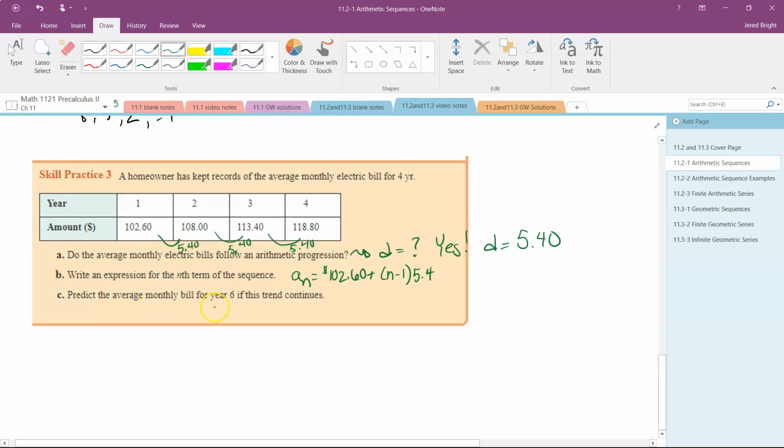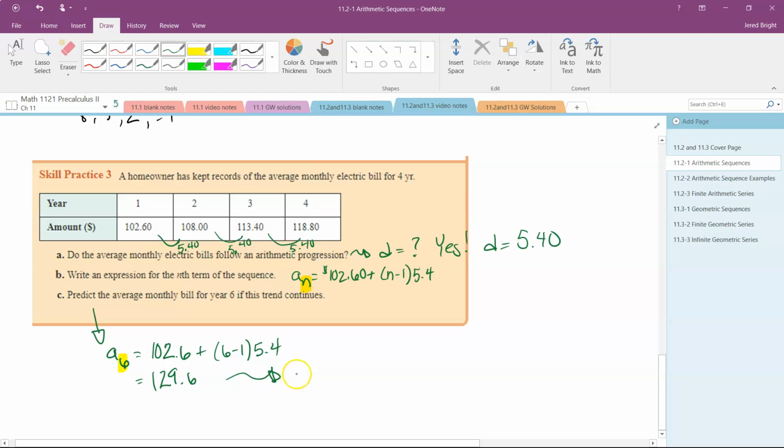Lastly, predict the average monthly bill for year 6 if this trend continues. I'm going to do that down here. If I want to find a6, that means n is 6. So all I'm going to do is say this is 102.6, not 110.6, 102.6 plus 6 minus 1 times 5.4. Then we grab a calculator and punch this in. You're welcome to double check my answer, but I got 129.6, and so what I'm going to do is translate this into context.